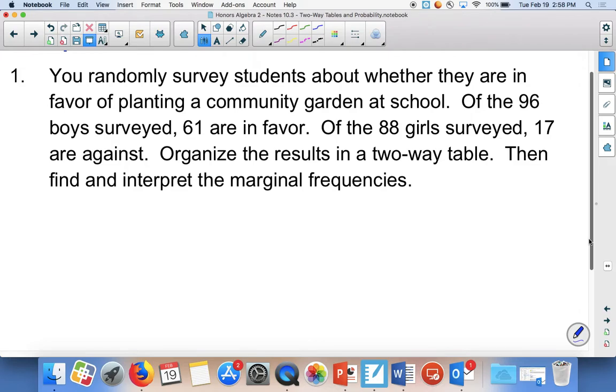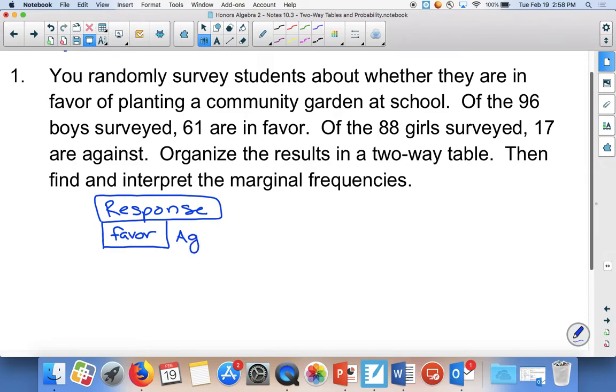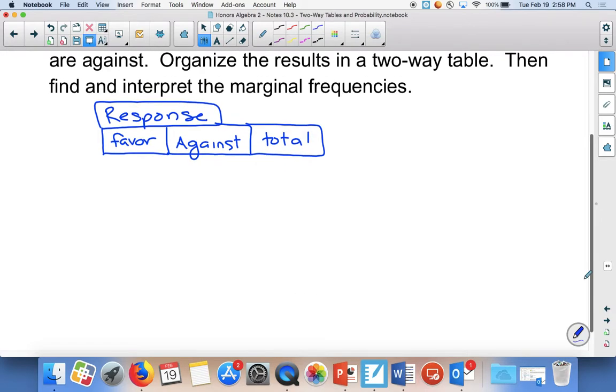So first up, we'll start with the response. And in fact, I'm going to move this over just a little bit. Okay. So these were the ones that were in favor. These were the ones that were against. And I'm going to get a total. Okay? There's your first row, first column, set up.